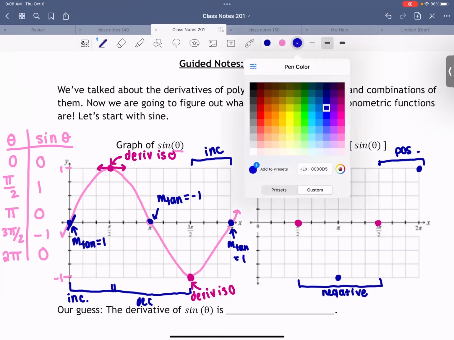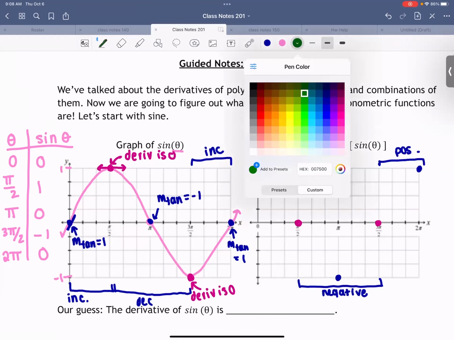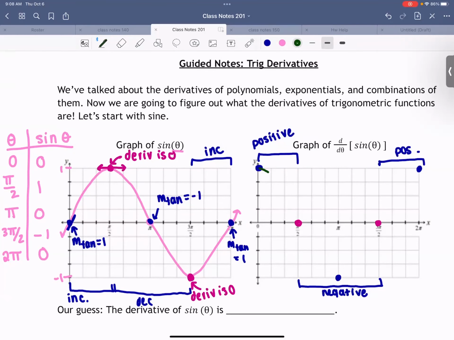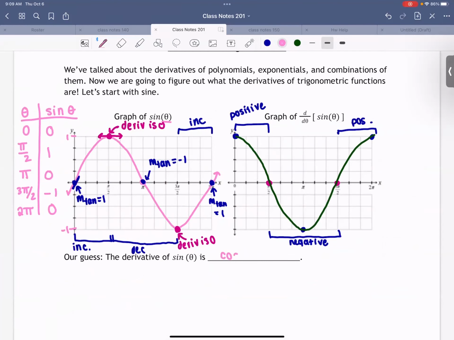If I connected these points and looked at where we're positive, where we're negative, and where we're positive again. Let me see if I can draw this in maybe green. The derivative is going to look like this. That's actually pretty good for my drawing ability. And this is the graph of cosine. So the derivative of sine is cosine theta, at least that's our guess.